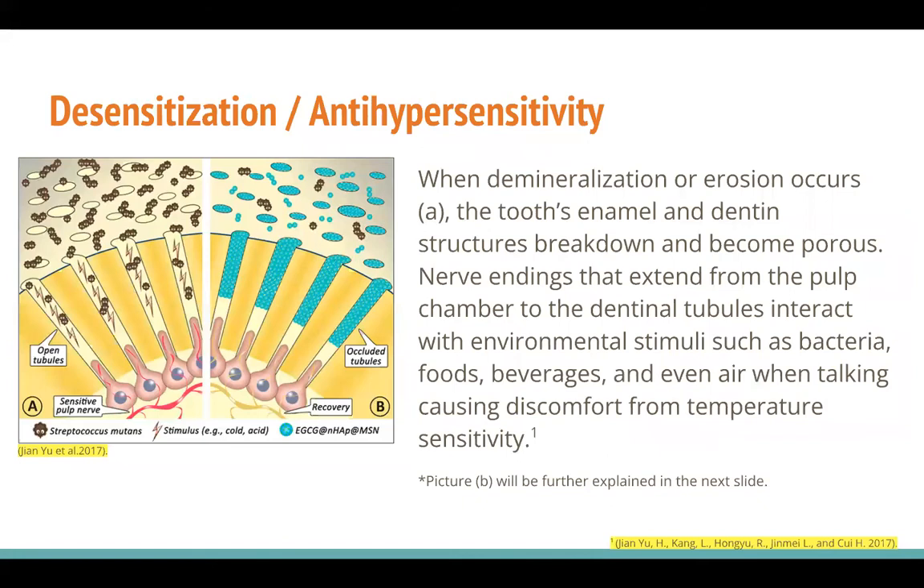In picture A, you see exposed nerve endings inside dentinal tubules and how external stimuli interact with the tooth's nerve endings. These stimuli can be from bacteria, acidic foods and beverages, and sudden temperature changes. Picture B depicts occluded dentinal tubules, which I will further elaborate on in the next slide.